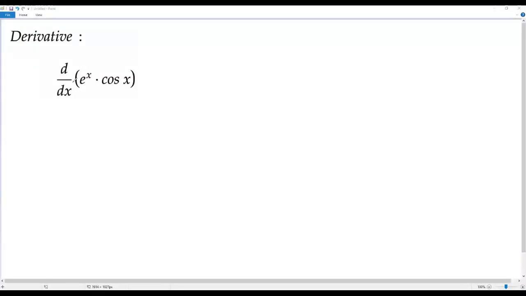Here we have a problem on derivative. That is, we have to find the derivative of this function e to the x power times cosine x with respect to x. Since both the terms over here contain variable x, we have to use the product rule to find the derivative of this product.